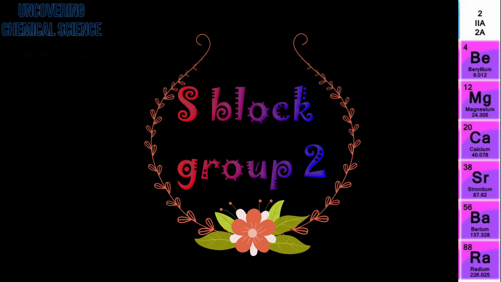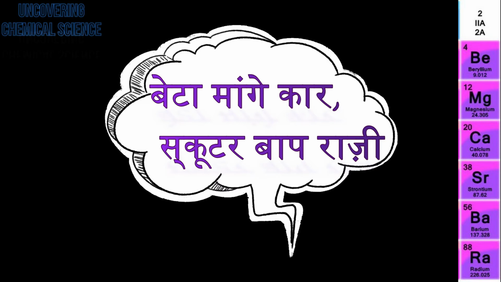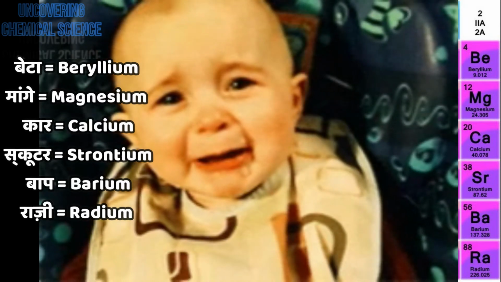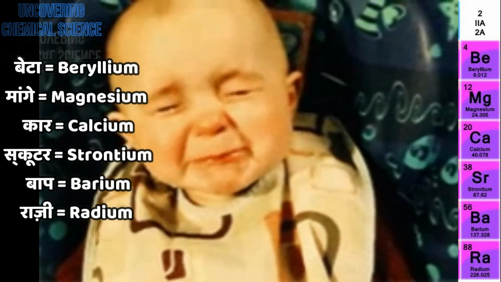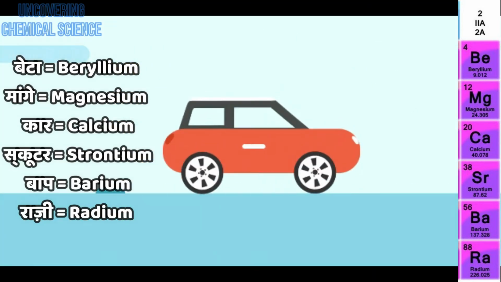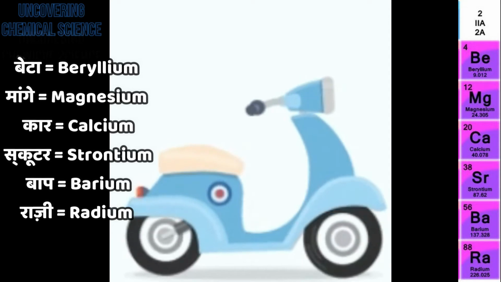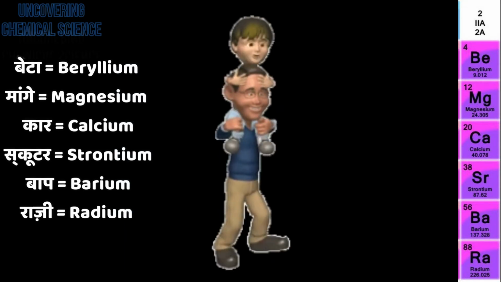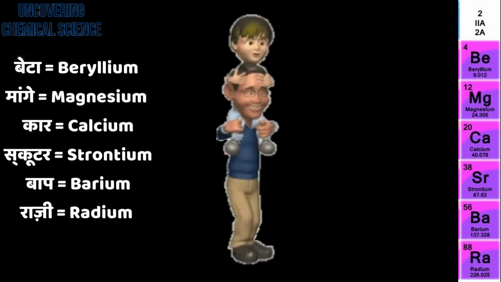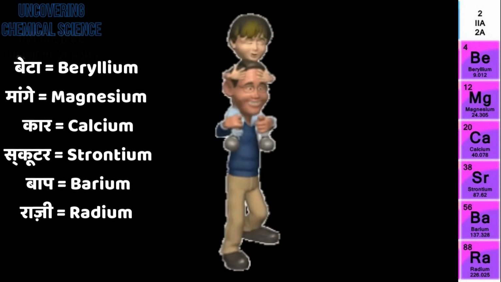Now let's proceed to group 2 and the mnemonic for this is Beta mange car scooter baap razi, where Beta stands for beryllium, which is denoted by Be. Mange stands for magnesium, which is denoted by Mg. Car is used for calcium, which is represented by Ca. Scooter is used for strontium, which is represented by Sr. Bap is the mnemonic to represent barium, whose chemical symbol is Ba. And Razi is the mnemonic to represent radium, whose chemical symbol is Ra.